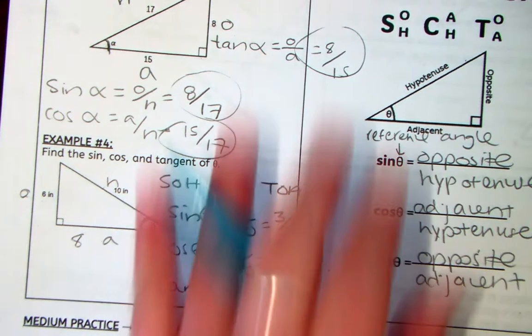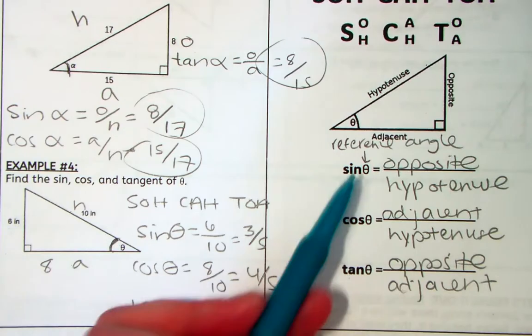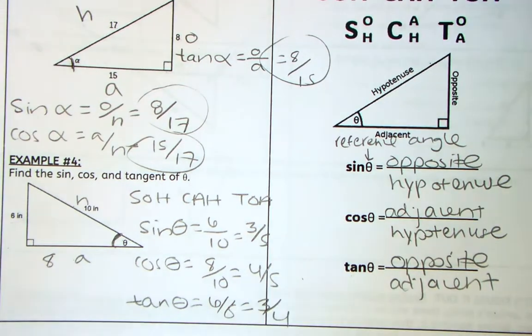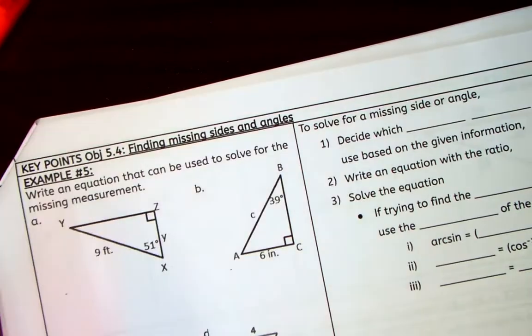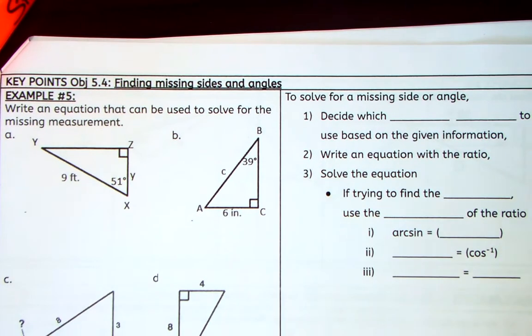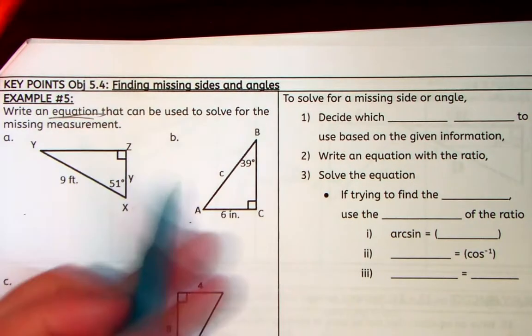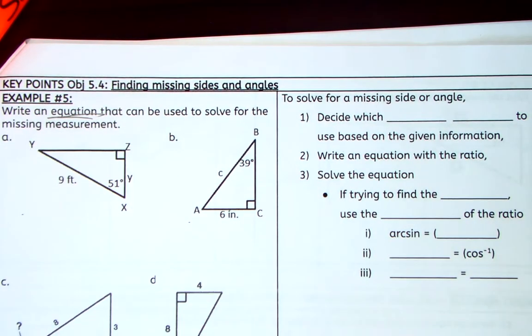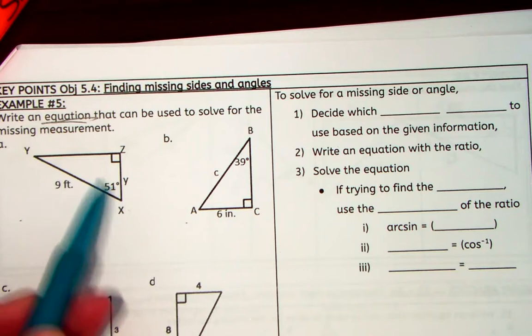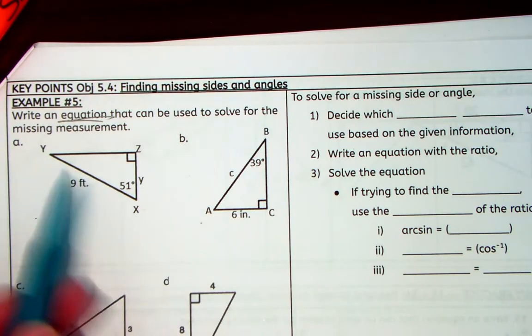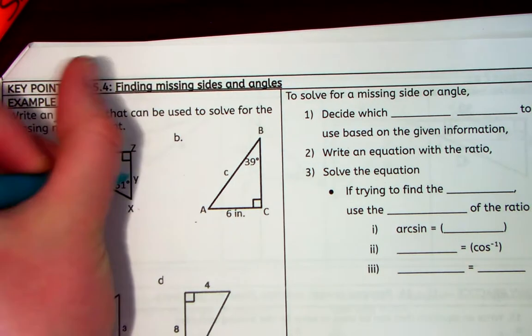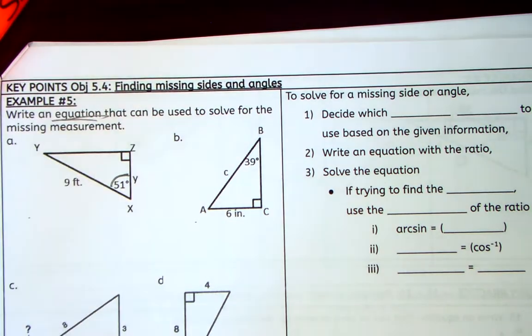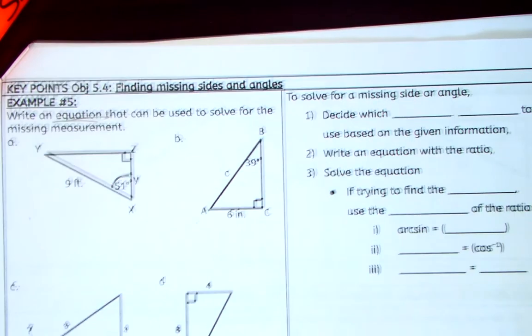What we just did in this key points box is defining what the words sine, cosine, and tangent of an angle mean. You'll get more practice doing that in the medium practice. What we're going to do next is start using the trig ratios to write equations to find missing sides and angles. So, for example, if I have this situation here, where I've got a triangle and I know an angle, this is going to be my reference angle because it's given to me, and let's say I want to find y.